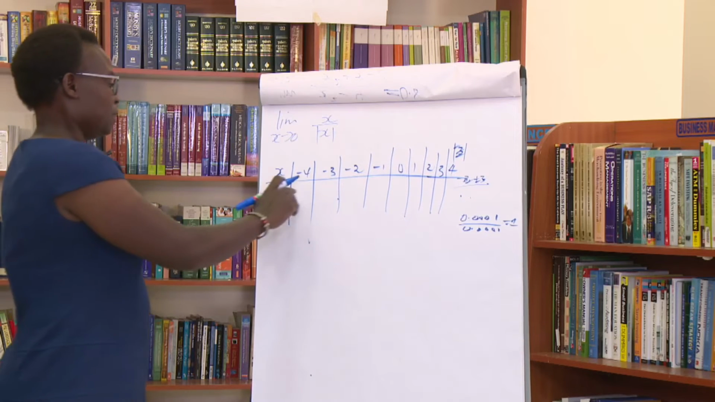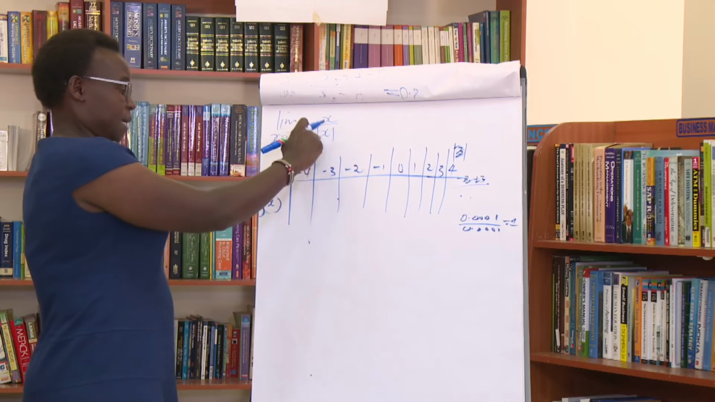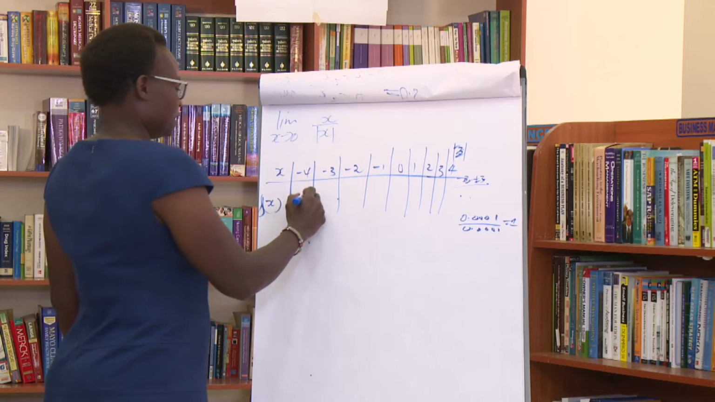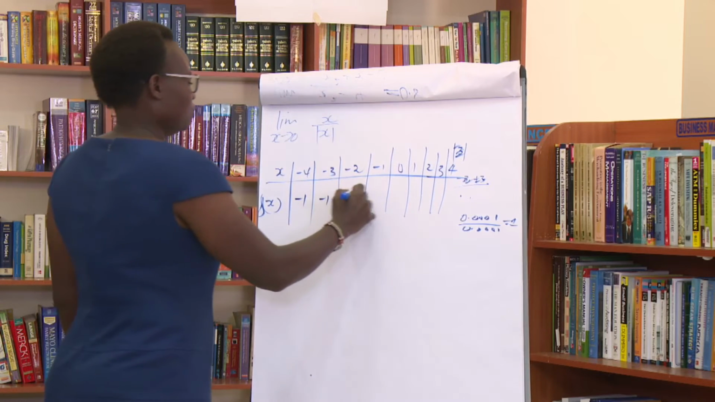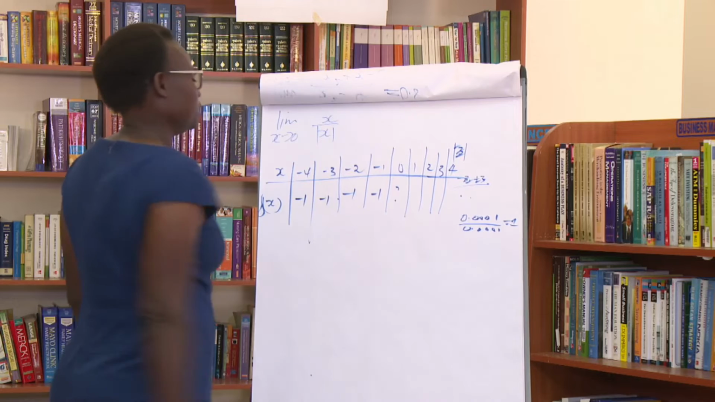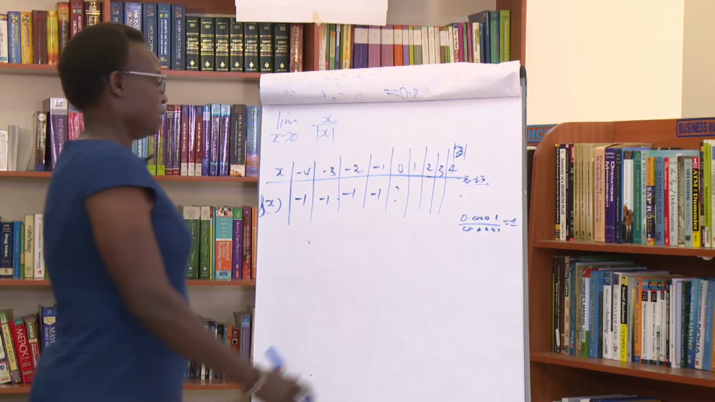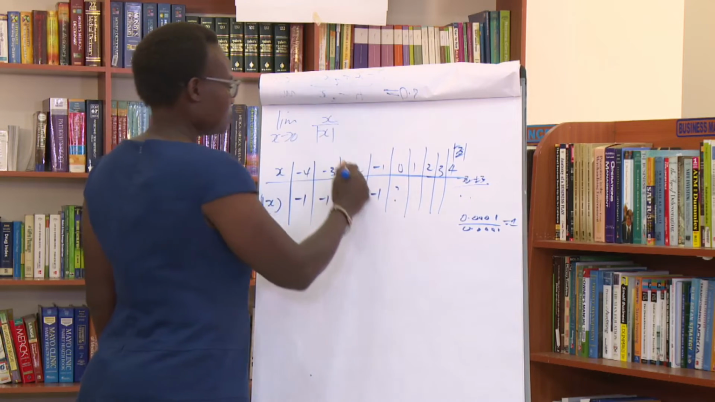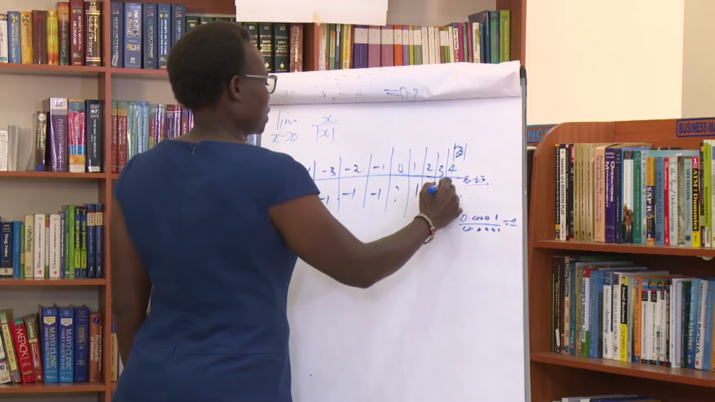So when x is -4, this will give us -1. So that is also -1, -1, -1. At this point, this function is not defined. And then when x is 1, this will give us 1, this will give us 1, 1, 1.